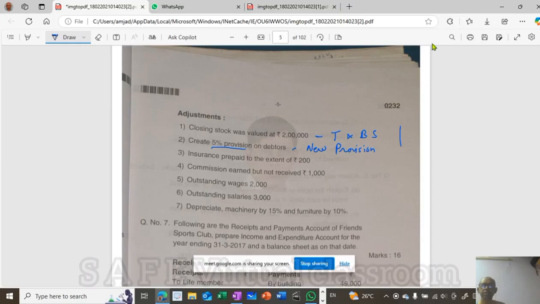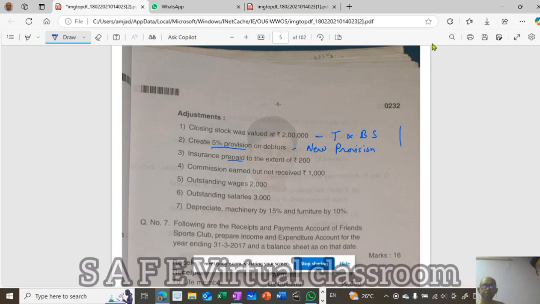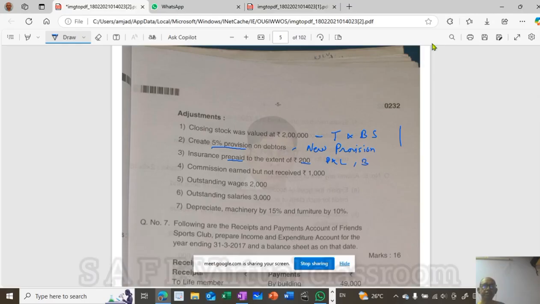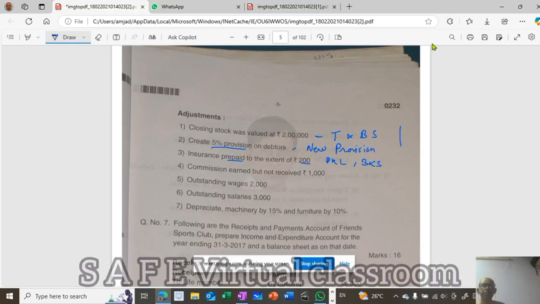So insurance prepaid to the extent of 200. What you have to do? Insurance prepaid to the extent of rupees 200. First of all, insurance will go into profit and loss, and then prepaid we have to minus it. If it is outstanding expense, we have to add. Prepaid expenses we have to minus.